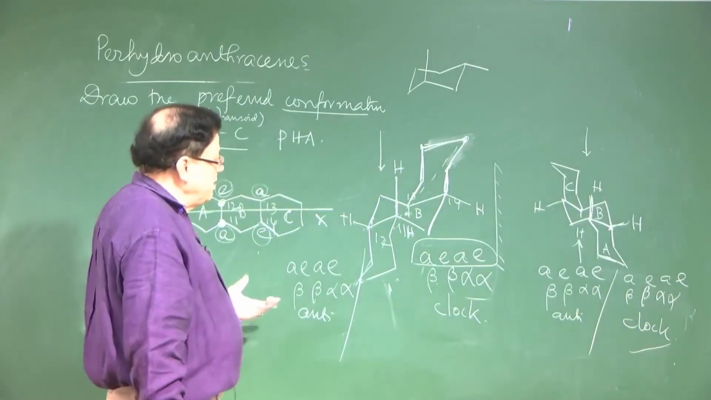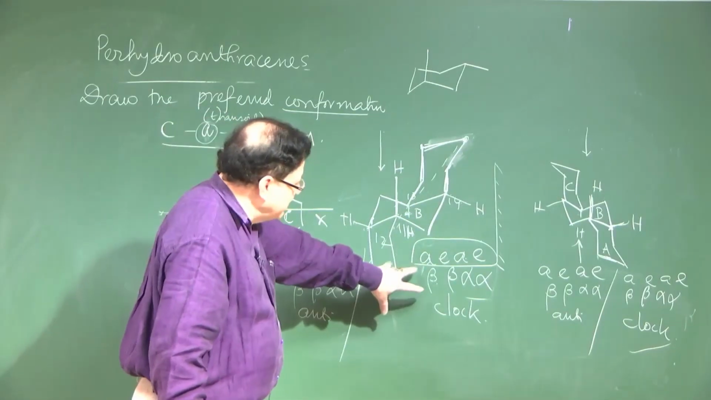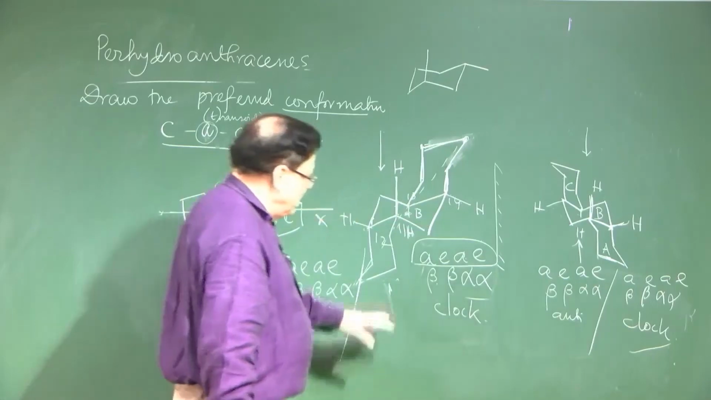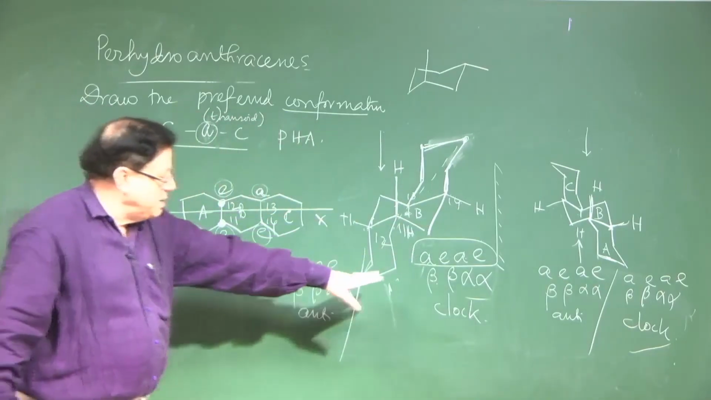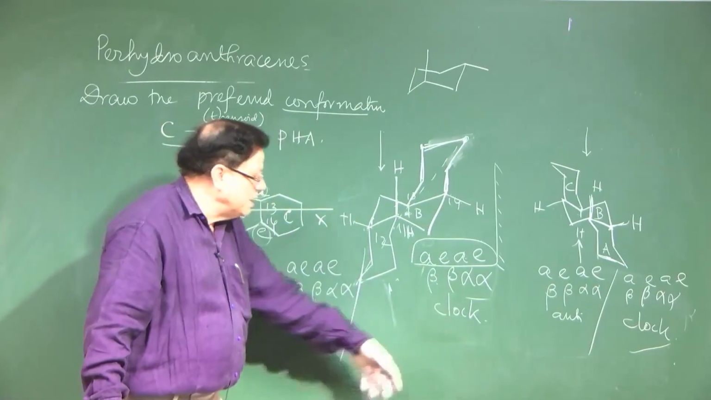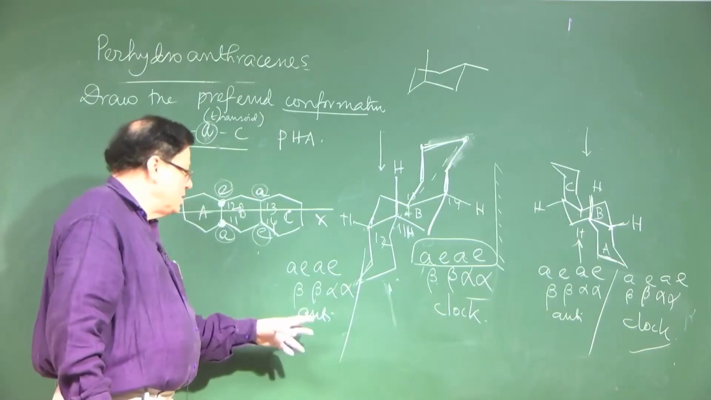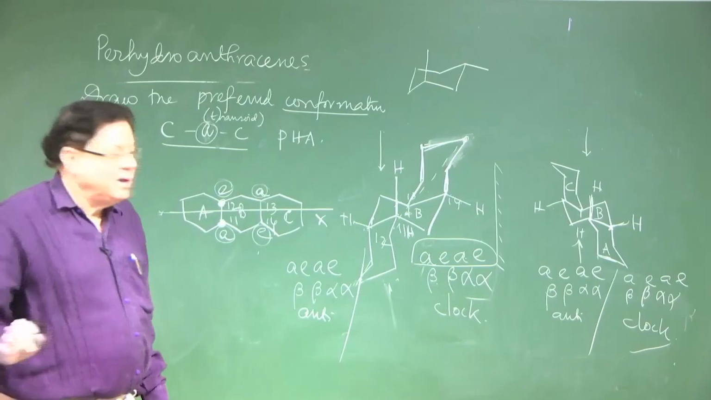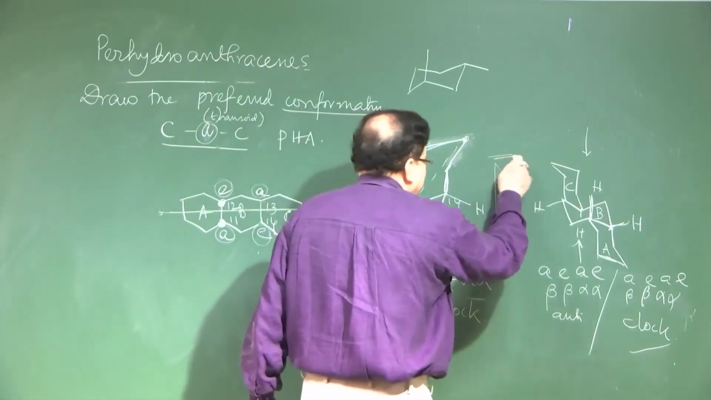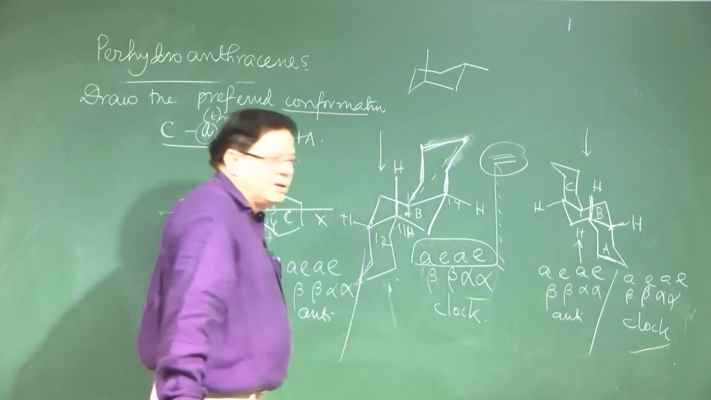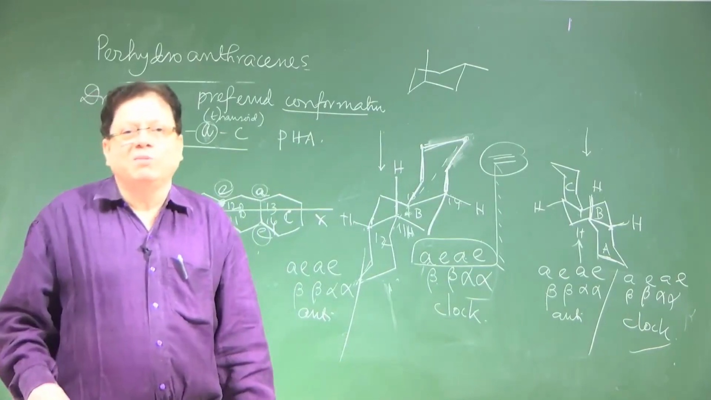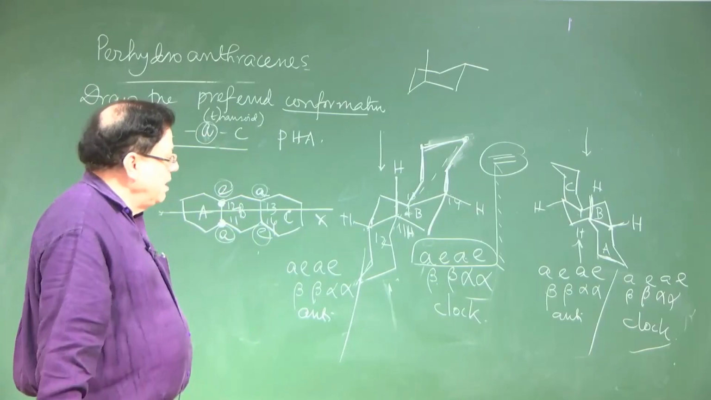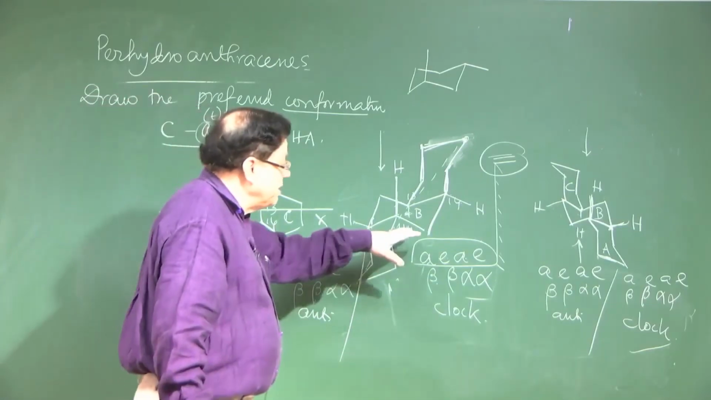So, whatever way you do, you see that there is similarity here. This one becomes similar to that one, axial equatorial, beta, alpha, this is clockwise, or you can compare these two also, that becomes identical with that one. So, basically these two are identical with each other. So, this is a special molecule where you have to be extra careful to adapt this mnemonic, otherwise you may land into problem.